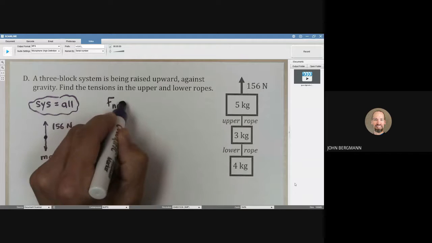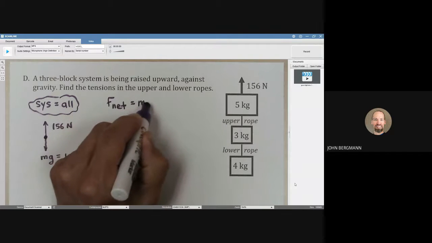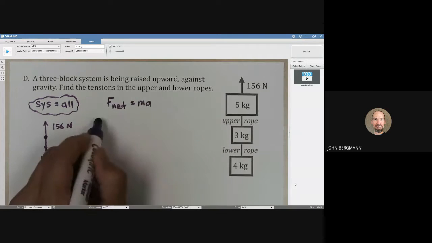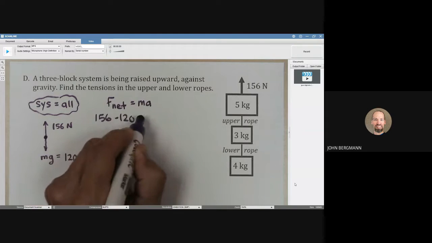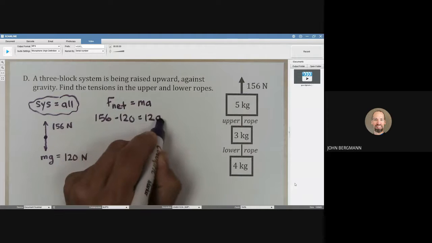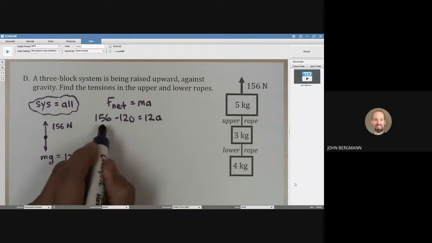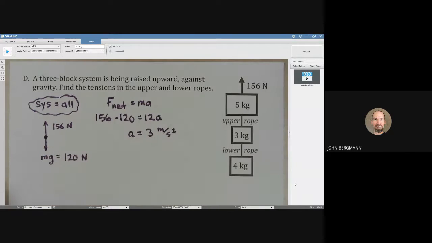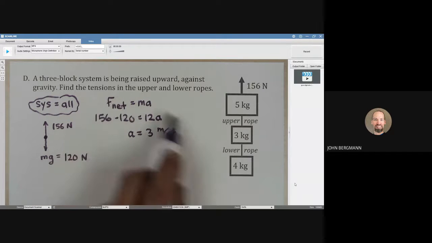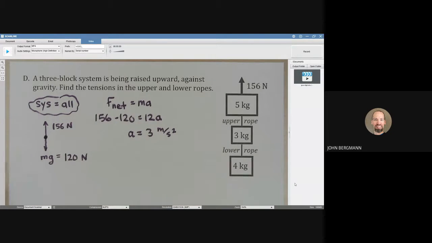So Newton's second law says that the net force should equal the mass times the acceleration. The net force is going to be 156 minus 120, and that should equal 12 times the acceleration. What's that going to be? 36 divided by 12, 3 meters per second squared. Now, that wasn't a question that was asked. We're wanting to know what the tension in this upper and lower rope is going to be, but this, I think, is going to help us figure that out.